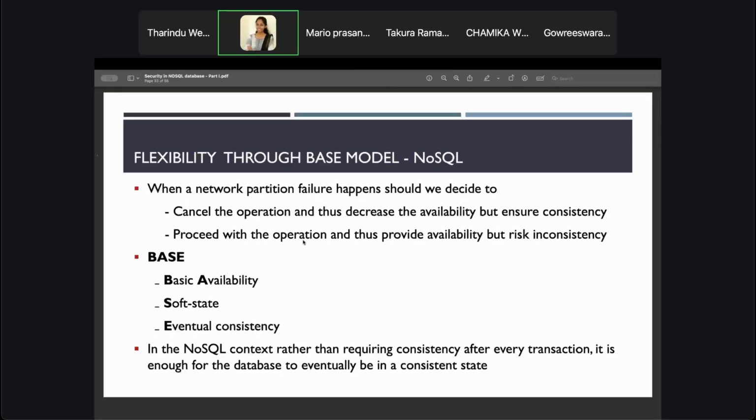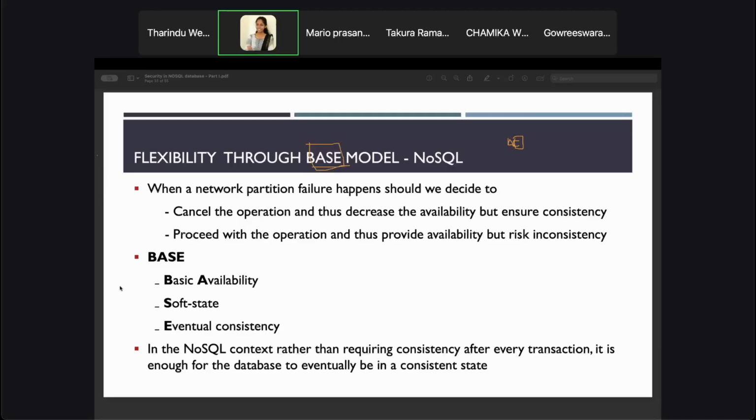But when it comes to NoSQL databases, our main aim is to provide flexibility, right? So in order to provide flexibility, NoSQL supports a model which we call BASE, right? Do you remember, we studied that relational databases support ACID, right? That means they should have high consistency. That means relational databases need immediate consistency. But when it comes to NoSQL databases, they support something called the BASE model, right?